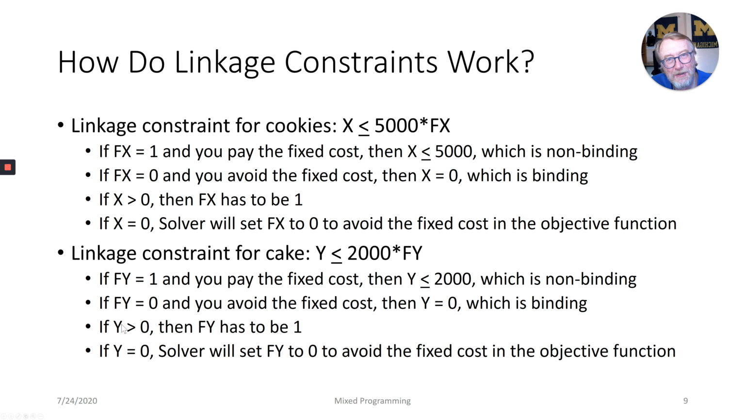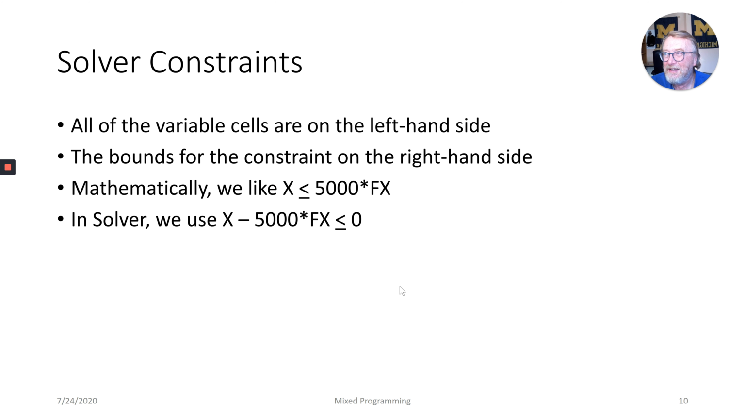If y is bigger than 0, well, the only way that can happen is if f of y is equal to 1. If y is equal to 0, we don't make any cake. We're not getting any benefit. We don't want to do the setup. We don't want the fixed costs. So f of y will be equal to 0. So that's way cool, the way the logic works on that.